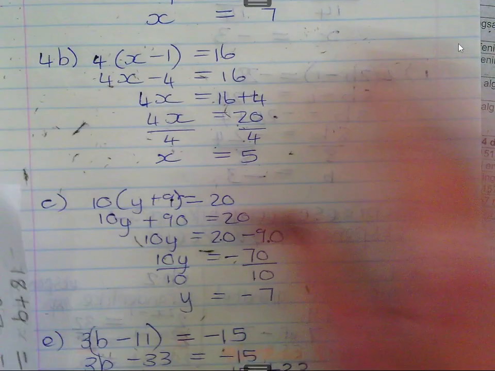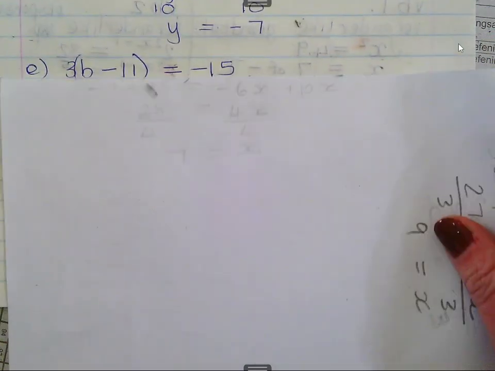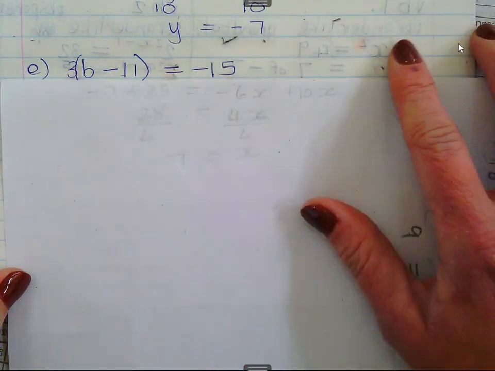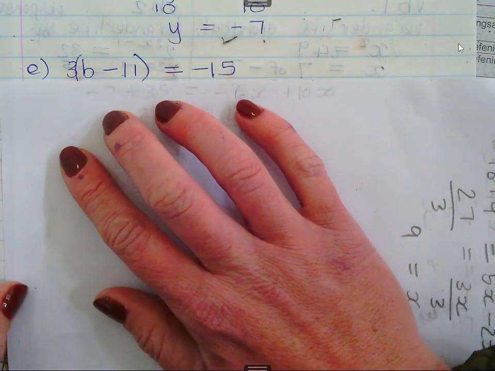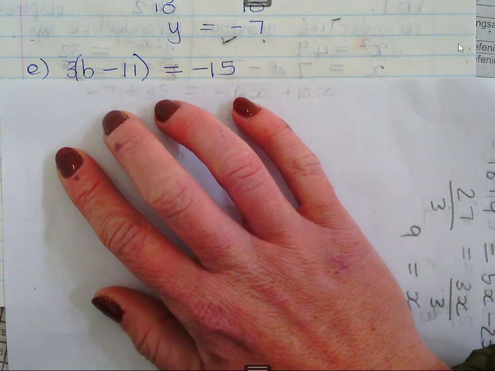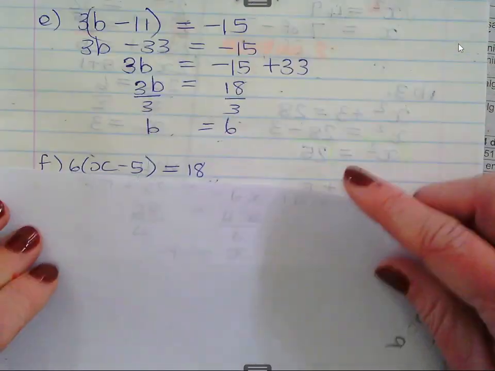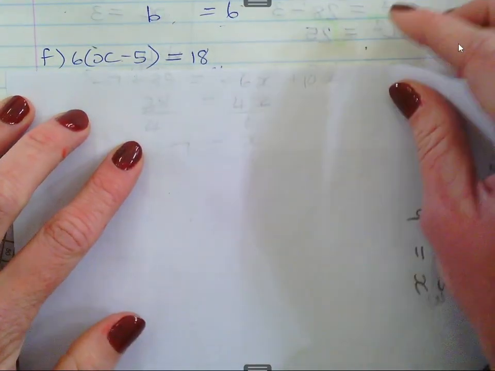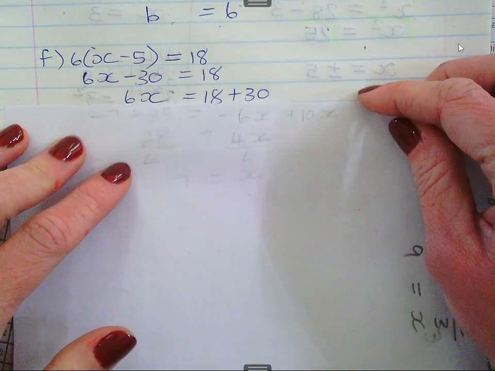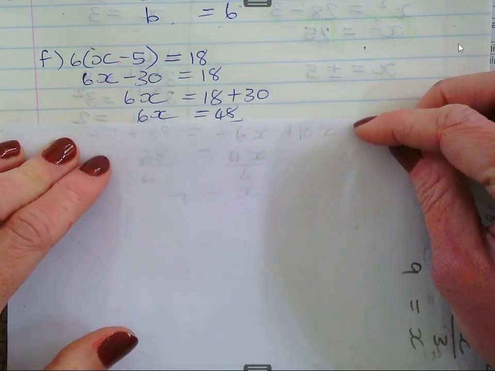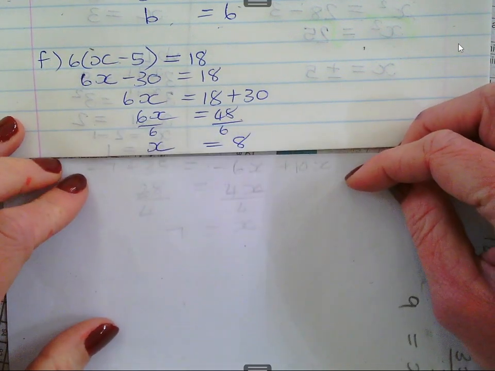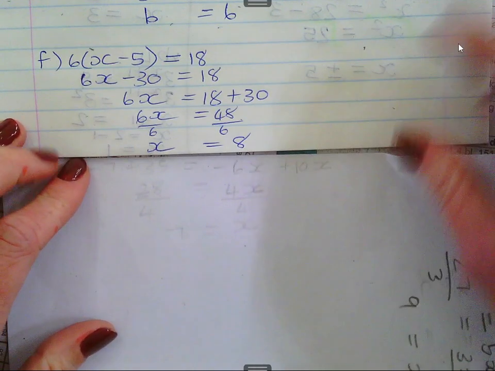Okay. Then we go to E. No. Just it's 3B minus 11 equal. No, we did that one, eh? Sorry, F. Right? 6x. Good job. Got it right. X equal to 8. Well done.